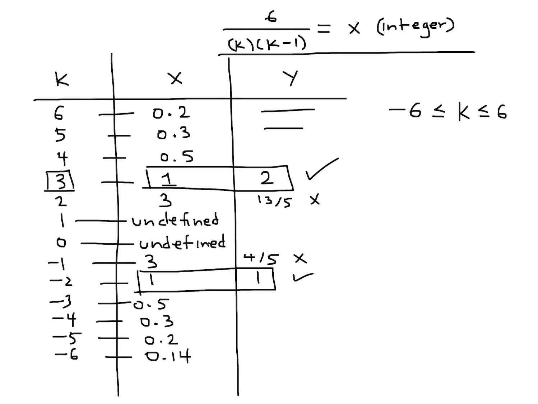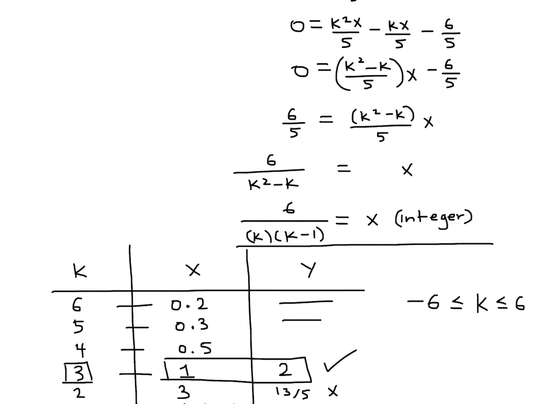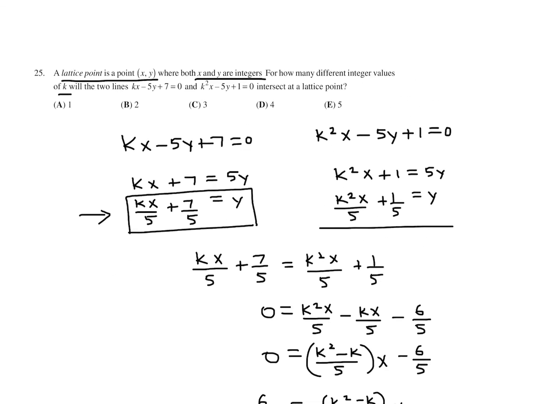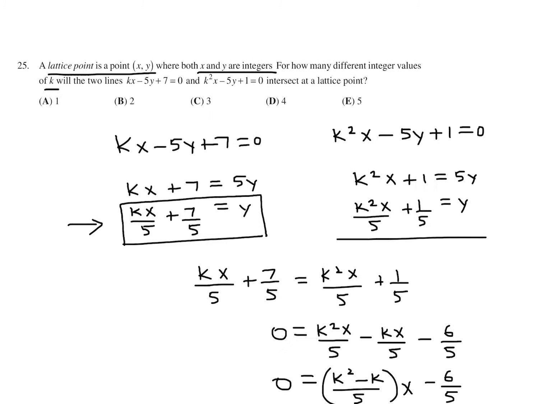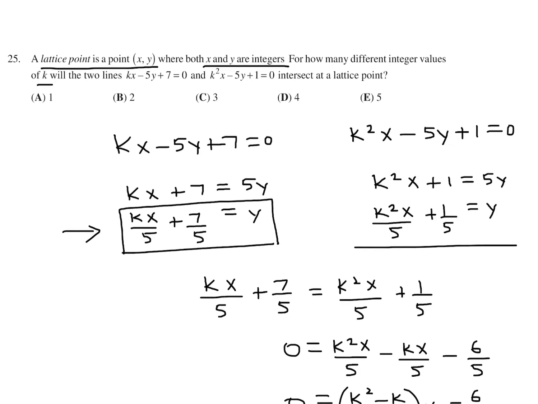So there you have it. You've got all the values, and the only ones that give you integer solutions for x and y are k equals 3 and k equals negative 2. So we only have two possible values of k for which we get lattice points. So therefore, number 25, the answer is 2 integer values of k, and therefore that would be choice B.